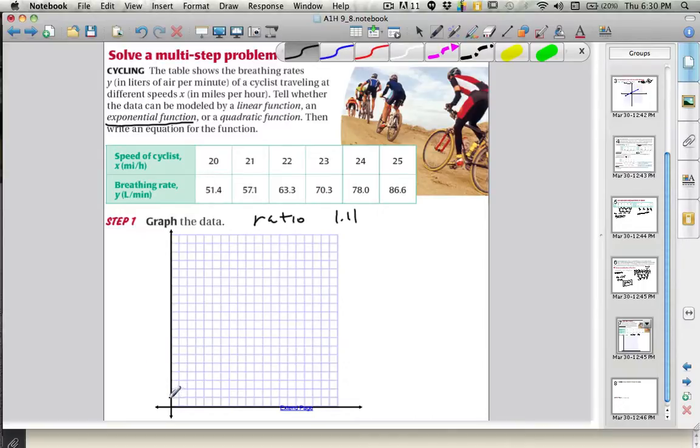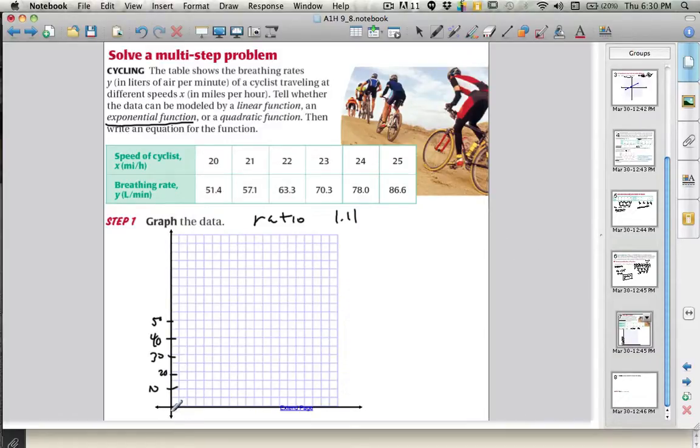So let's do 5, 10, 15, 20, 30, 40, 50. And over here, let's say that we begin at, let's say this is 20, 21, 22. So we'll just go singles across. So let's see, 60 and 70, that should be enough.